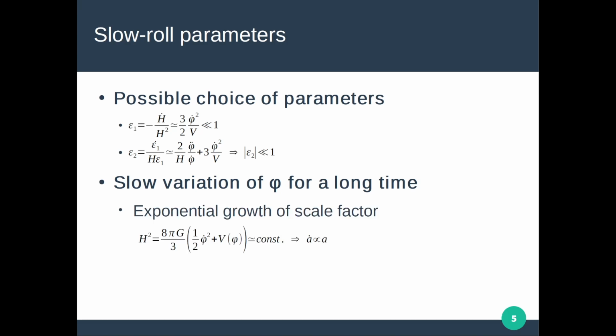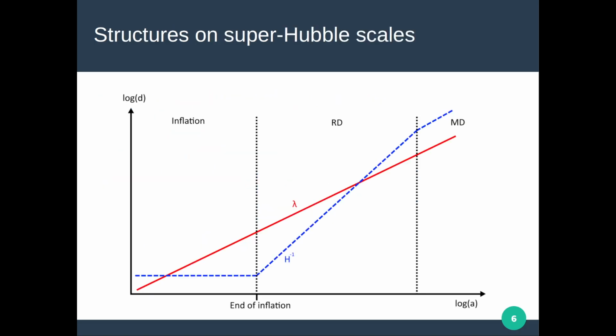And this then results in a Hubble parameter which is almost constant and thus an almost exponential growth of the scale factor. And this in turn can explain multiple observations. I will be going into detail on one of those, which is structures on super Hubble scales.